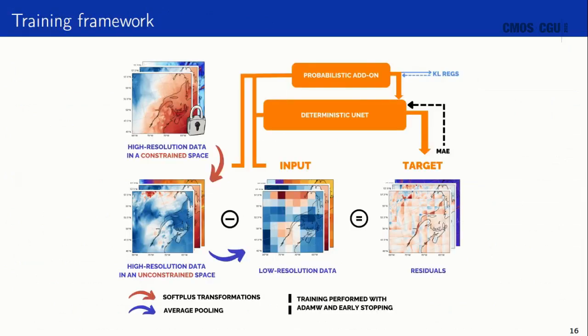Okay, so this is a summary that my students put together of the training framework. We start with the high resolution and constrained data. This is really what we want to obtain. We transform them to an unconstrained space, and then we construct our low resolution data by averaging. We take the difference between these two, and we obtain their details, or residuals.